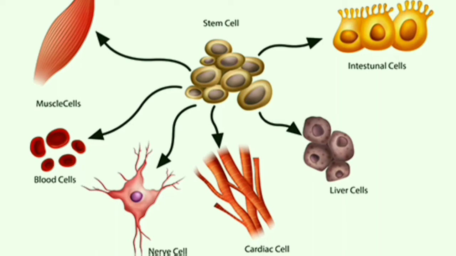This diagram explains that muscle cells, blood cells, nerve cells, cardiac cells, liver cells, and intestinal cells arise from the stem cell. These have a specific function to perform. For example, the RBC has a specific function to perform, that is, to carry oxygen throughout the body, whereas the stem cell doesn't have a specific function to perform. Hence, stem cells are known as unspecialized cells, whereas muscle cells, blood cells, or nerve cells are known as specialized cells.